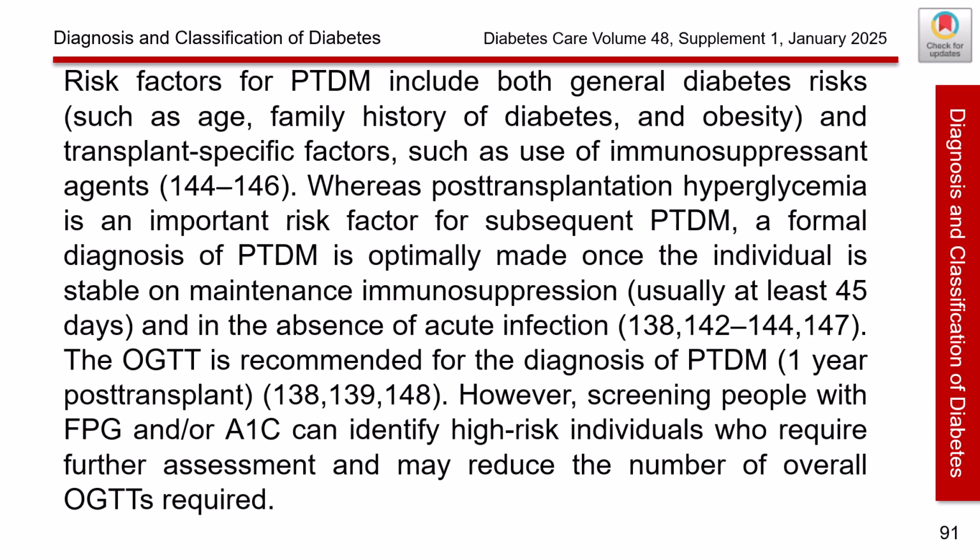Risk factors for post-transplantation diabetes mellitus include both general diabetes risks, such as age, family history of diabetes, and obesity, and transplant-specific factors, such as use of immunosuppressant agents. Whereas post-transplantation hyperglycemia is an important risk factor for subsequent post-transplantation diabetes mellitus. A formal diagnosis of post-transplantation diabetes mellitus is optimally made once the individual is stable on maintenance immunosuppression, usually at least 45 days, and in the absence of acute infection. The oral glucose tolerance test is recommended for the diagnosis of post-transplantation diabetes mellitus, 1 year post-transplant. However, screening people with fasting plasma glucose and/or glycated hemoglobin can identify high-risk individuals who require further assessment and may reduce the number of overall oral glucose tolerance tests required.